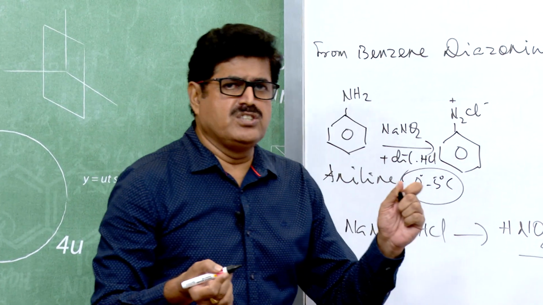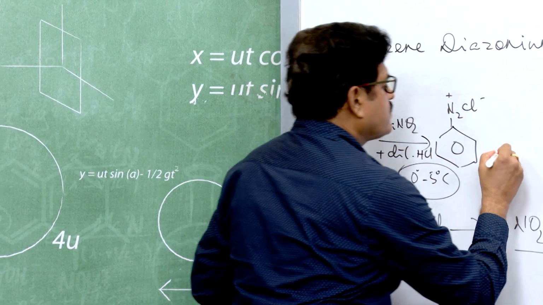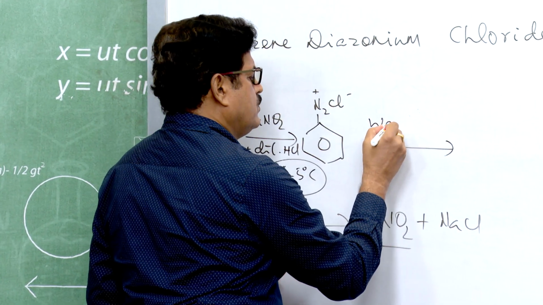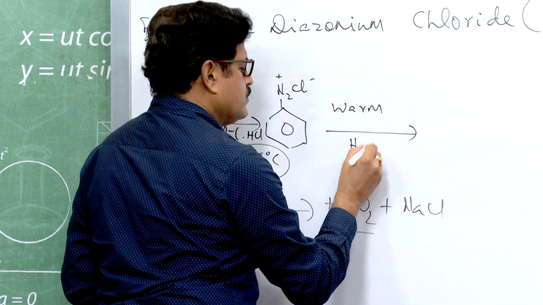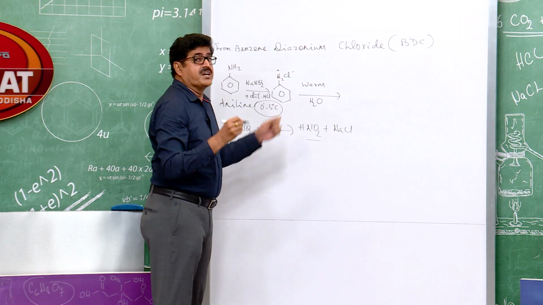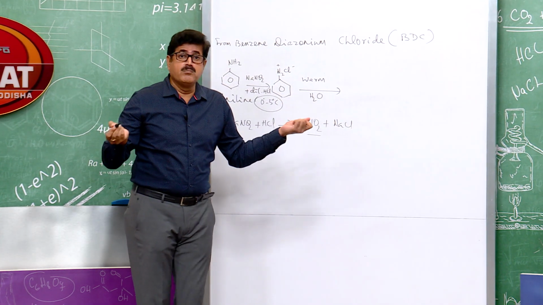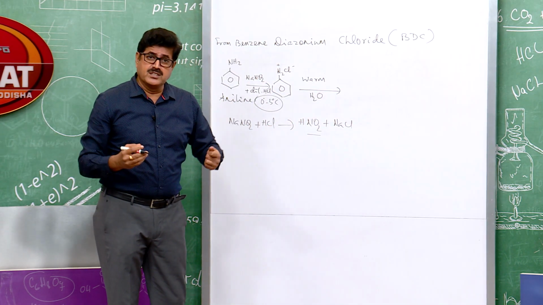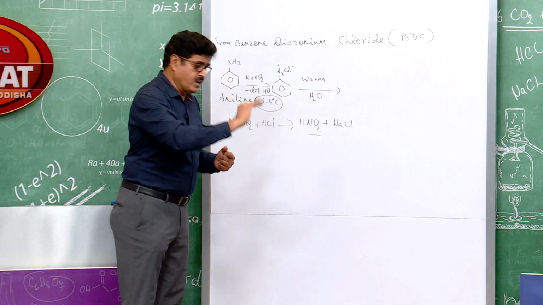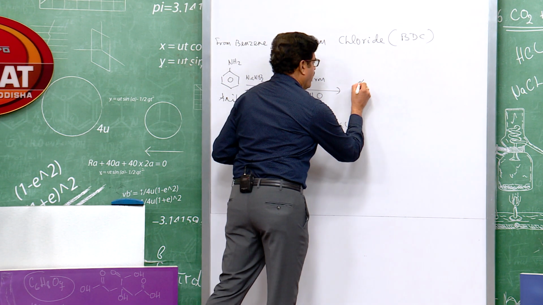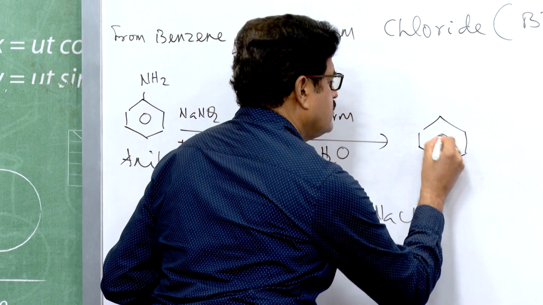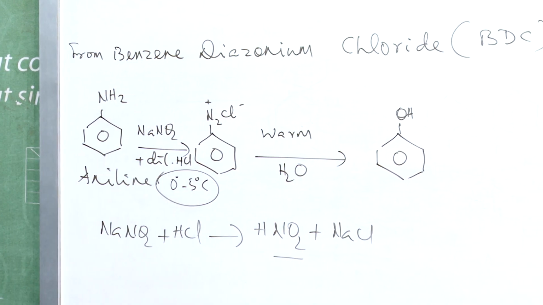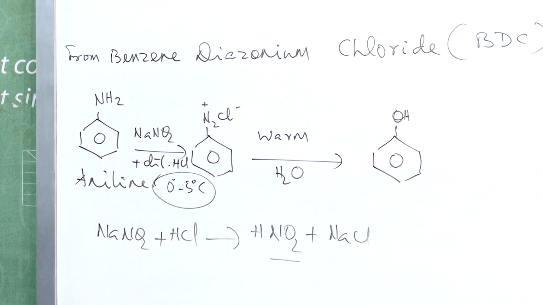That BDC, benzene diazonium chloride, when treated with warm water at 80 degrees centigrade, gives phenol. Warm water, I am not saying boiling water. Boiling water is 100 degrees centigrade. It is warm water, below 100 degrees centigrade. This is the second method of preparation of phenol.